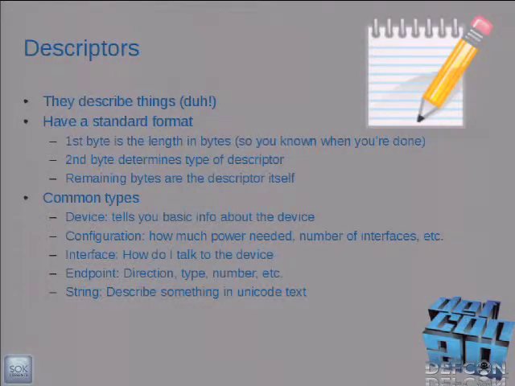Some common types of descriptors. A device descriptor is what's gotten first, and it tells you basic stuff like, how can I talk to this device? What sort of power requirements does it need? Things like that. Configuration tells you how much power, how many interfaces it has, how do I talk to it, et cetera. Interface then goes on to further describe the device, and then we have endpoint descriptors, which tell us about each of the endpoints, and then string descriptors, which just give us strings in Unicode.